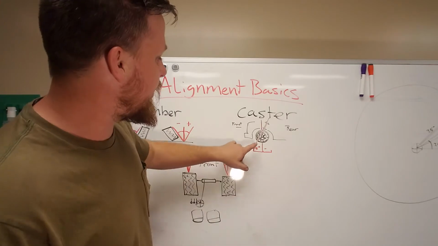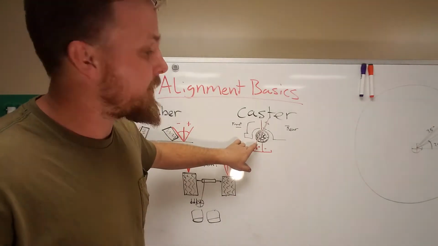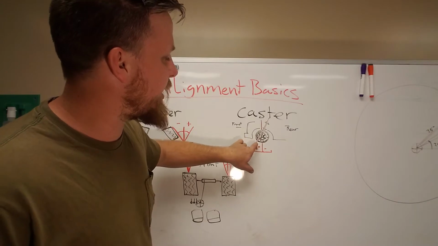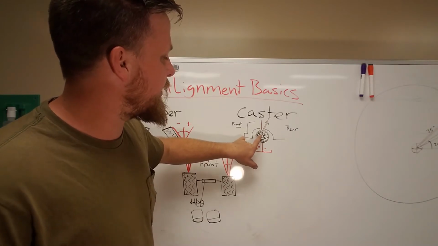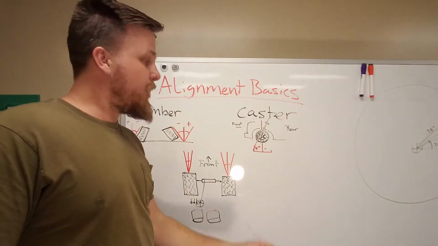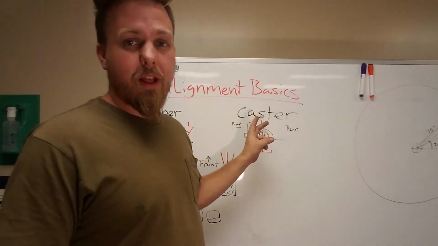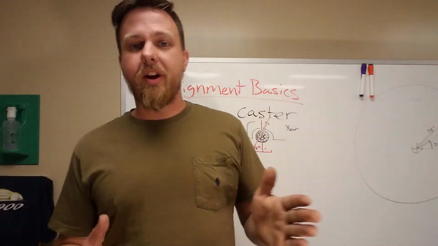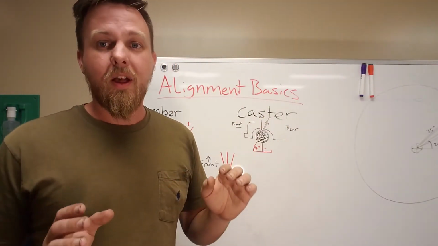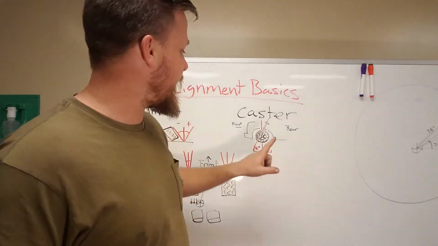It's essentially being dragged by this point. So you have the dimension from here to the center. The further forward this line intersects with the ground, the more caster you have. It almost doesn't really matter how far your steering axis is leaned. The lean isn't necessarily that important. What matters is just where the steering axis is.